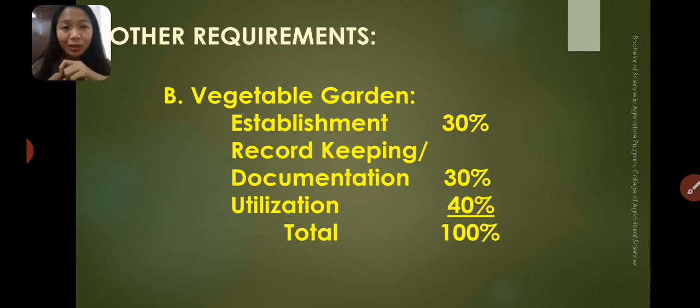Do not depend on the market for the supply of vegetables, because we are also not sure whether those vegetables that you're buying from the market are free from chemicals or not. But if you grow your own vegetables, you know where they came from, and you're sure that they are healthy. They are free from chemicals, toxins, or pesticides. So in that case, if we grow our own vegetables at home, we are sure that the food we are eating is healthy, free from chemicals and free from pesticides, stuff like that.